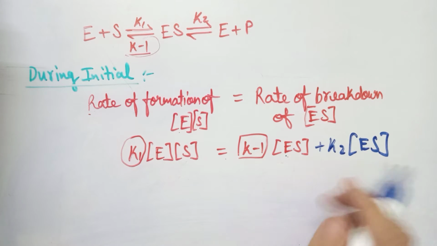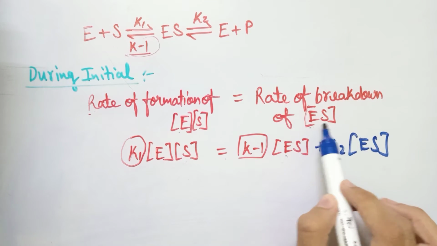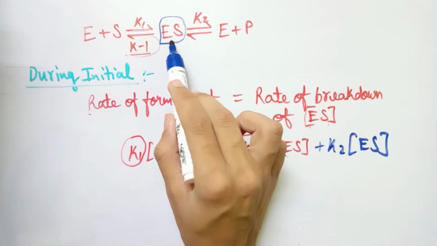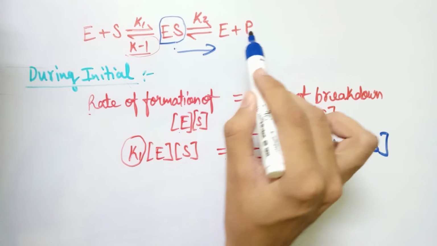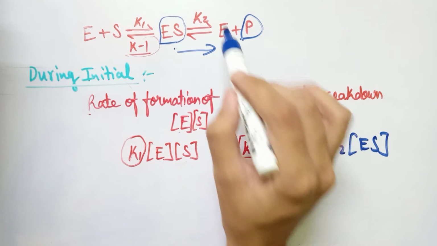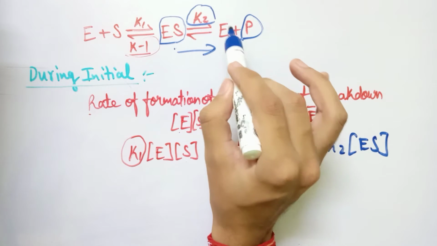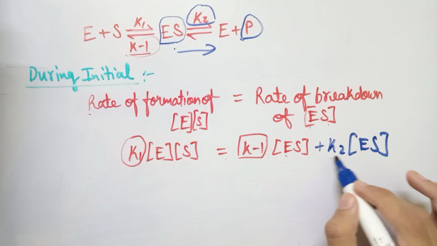He stated that as we consider the breakdown of the enzyme substrate complex, the enzyme substrate complex at this point of reaction also further proceeds to form some product. So we have to consider the K2, or the rate of formation of product, as well. So that's why we have taken the K2 ES.